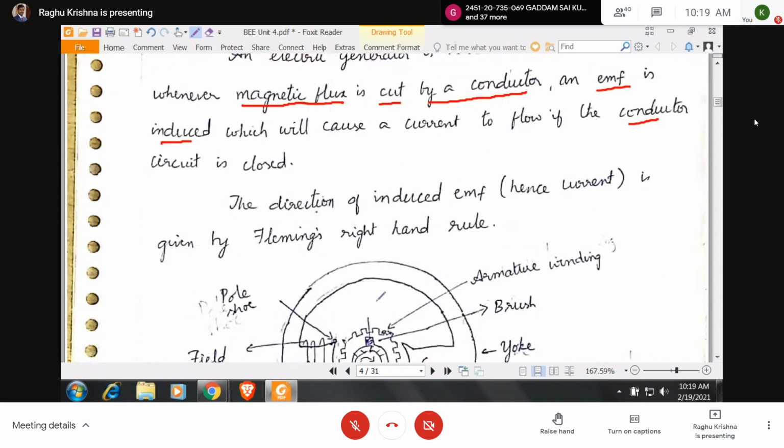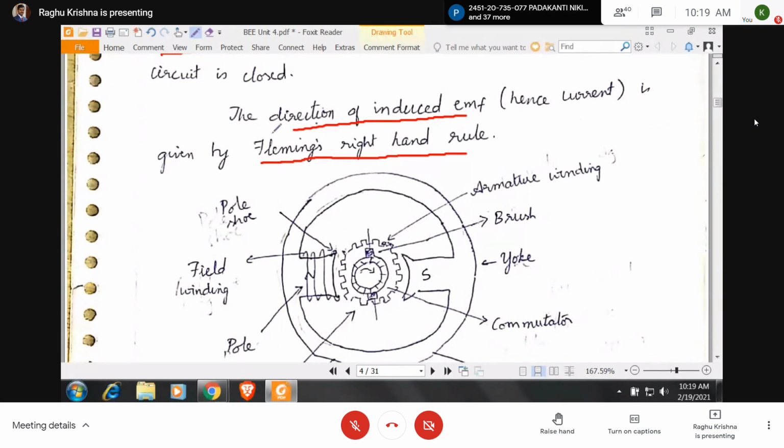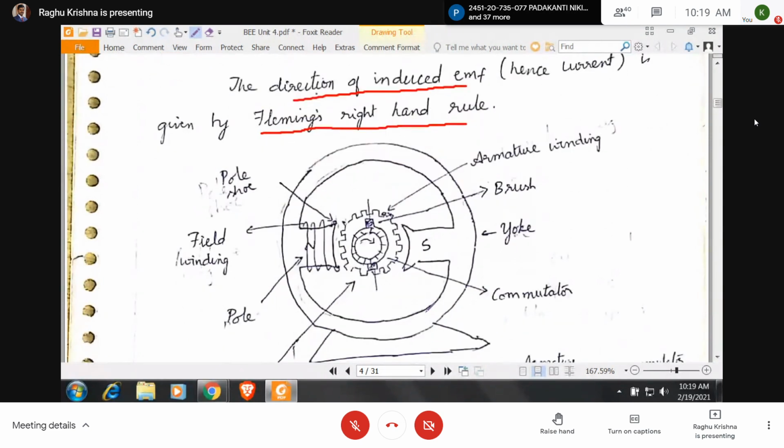Next, the direction of induced EMF is given by Fleming's right-hand rule. So the direction of induced EMF is given by Fleming's right-hand rule. I am going to explain Fleming's right-hand rule. All this I will explain. Here, first let us see the construction of a DC generator.